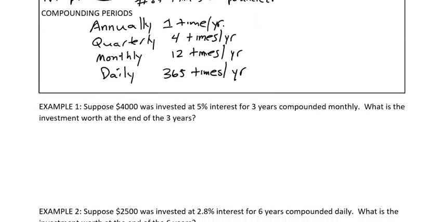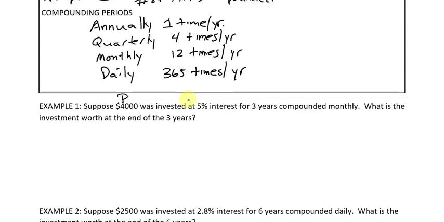So let's look at an example using our compound interest formula that we just learned. Suppose $4,000 was invested at 5% interest for 3 years, compounded monthly. What is the investment worth at the end of the 3 years? Well, first we figure out what all these numbers are. 4,000 is our principal, that's going to be P. 5%, that's R, but we write it as a decimal, so 0.05. 3 years, that's T. And compounded monthly, that means N is 12.